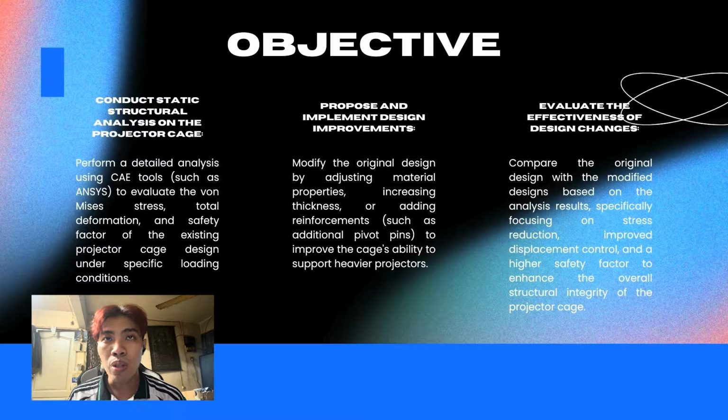Next, propose and implement design improvement. Modify the original design by adjusting material properties, increasing thickness, or adding reinforcement such as additional pivot pins to improve the cage's ability to support heavier projectors.